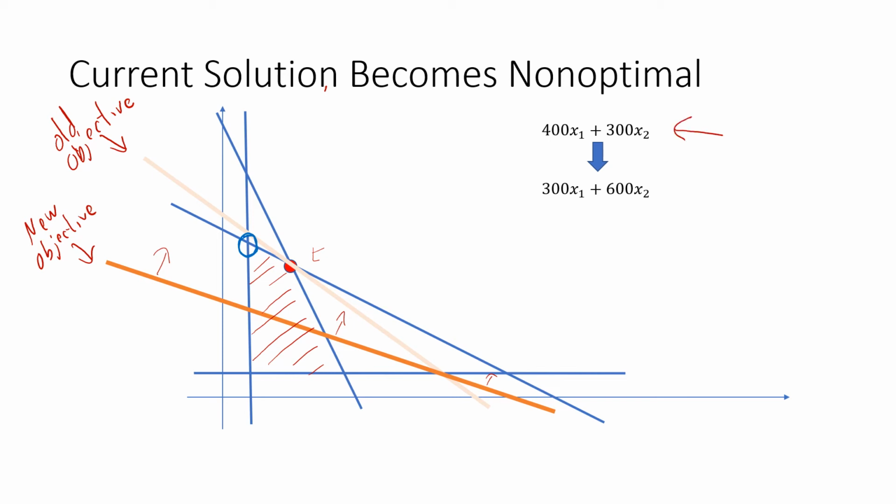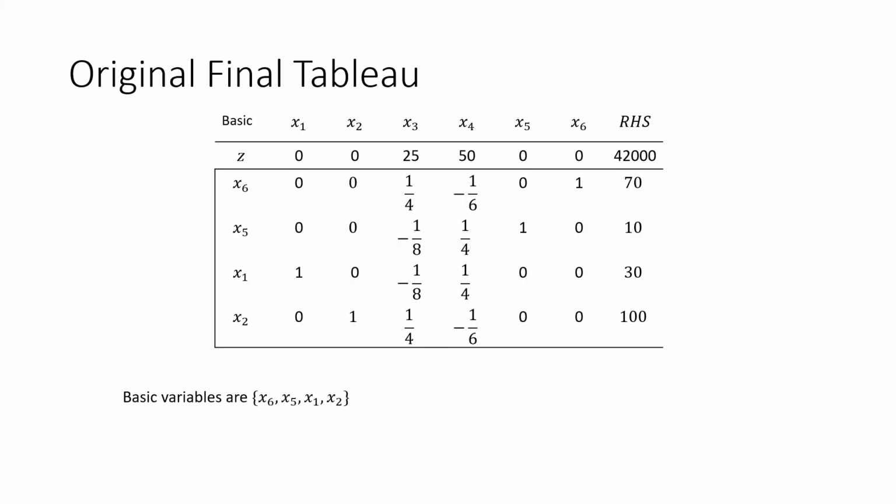So for this problem, we're taking our objective function 400x1 plus 300x2, and we're making a big change to it. It's becoming 300x1 plus 600x2. So this was types of cars. Car 2 becomes much more profitable. Car 1 becomes less profitable. So what's going to happen to our tableau? Now this gets a little more complex, but again, it's going to involve dealing with this matrix, which is the inverse matrix for the final tableau.